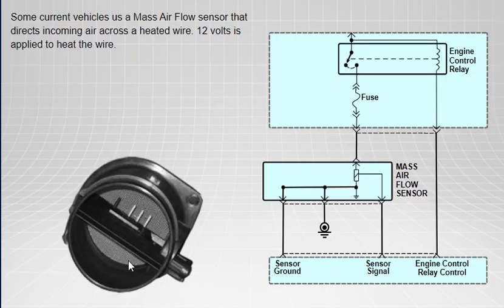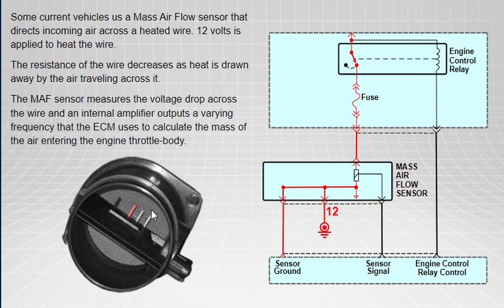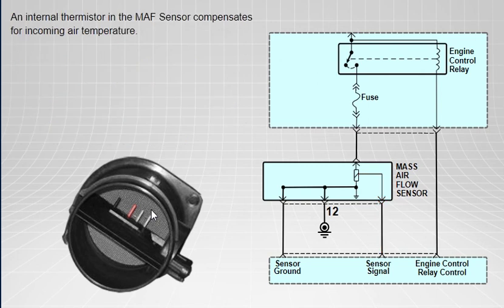Some current vehicles use a mass airflow sensor that directs incoming air across a heated wire. 12 volts is applied to heat the wire. The resistance of the wire decreases as heat is drawn away by the air traveling across it. The MAF sensor measures the voltage drop across the wire, and an internal amplifier outputs a varying frequency that the ECM uses to calculate the mass of the air entering the engine throttle body. An internal thermistor in the MAF sensor compensates for incoming air temperature.